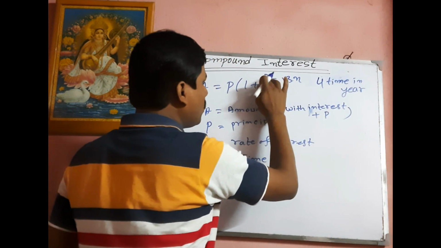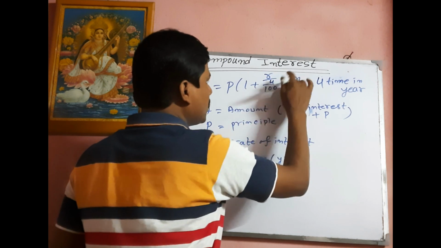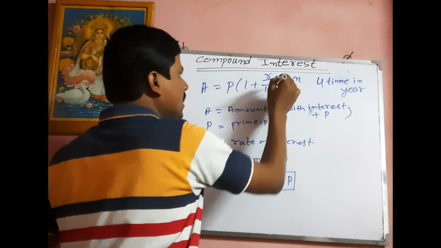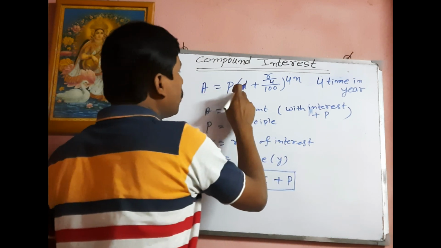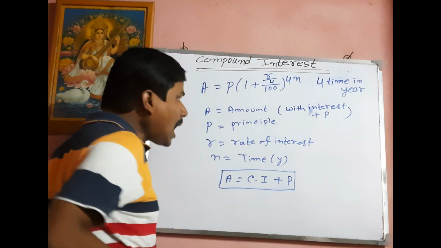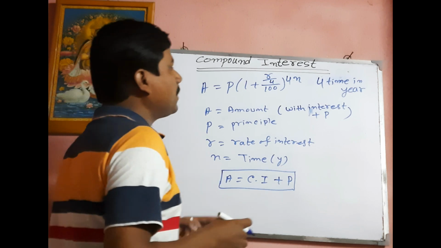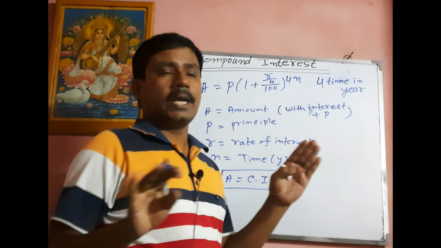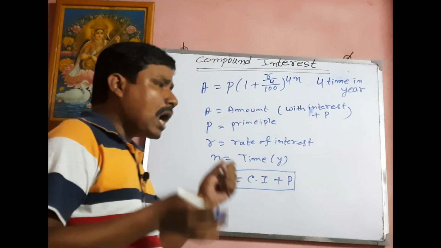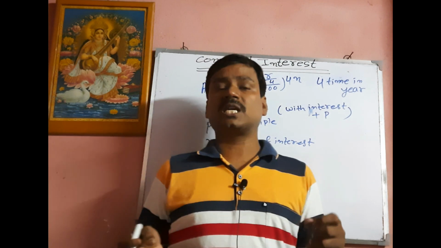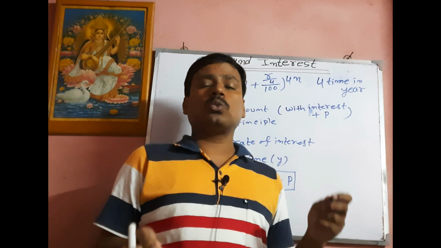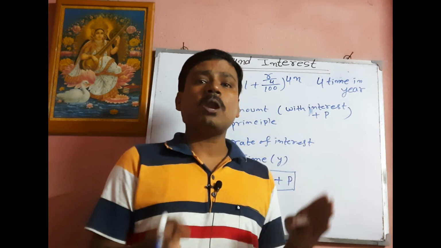If the interest is credited 4 times in a year, then the formula will be changed as A is equal to P times (1 plus R by 4 divided by 100) to the power 4n. This is the formula. So in this section we discussed the associated formulas of this chapter. Next stage we are discussing some examples of this chapter.